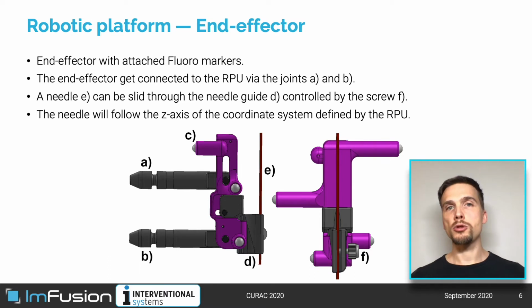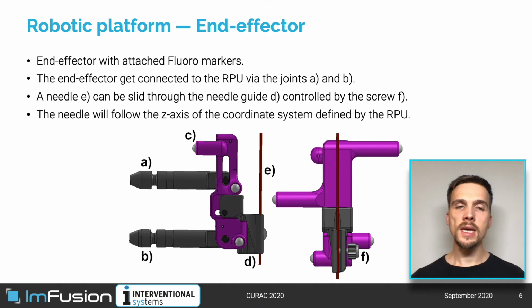So we needed to track the robot somehow. We decided to do that directly using the fluoro shots, and for that purpose we attached fluoroscopic markers to the end effector, 5 in total, and we used metal BBs for that. What you can see in the image as well are the two joints A and B, which are used to plug this end effector into the RPU, and the needle guide, which is designed such that if you push the needle along the needle guide, you are ensured that it follows the z-axis defined by the coordinate system of the RPU.